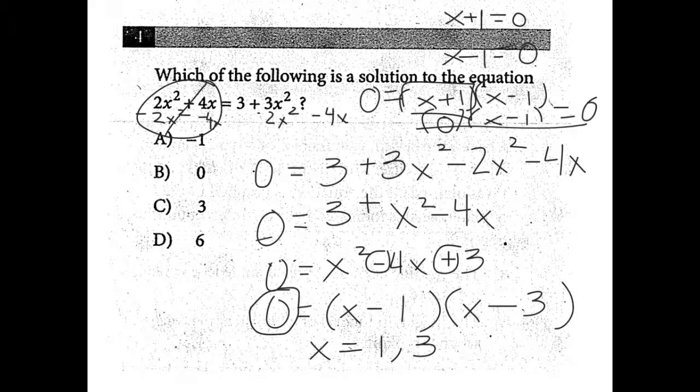So yeah, let's look at our answers. We said our possible answers are 1 and 3. So let's look. A is -1, B is 0, and C is 3, so that's our answer. And then again, D is 6, which isn't one of our solutions.